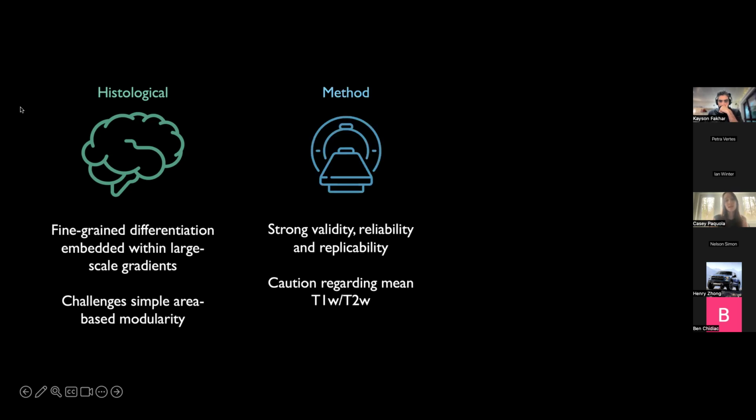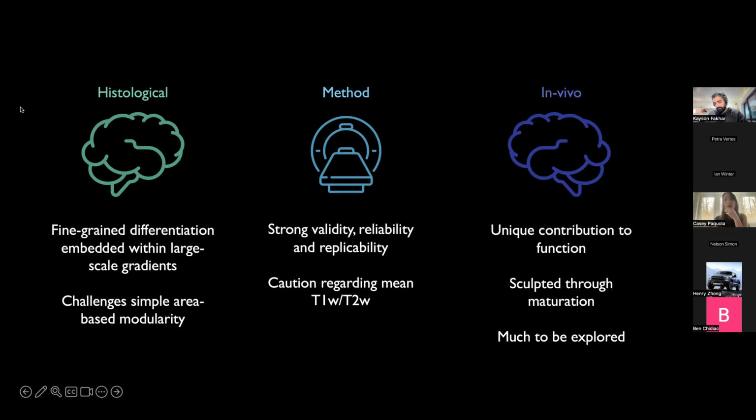In terms of method, we've seen that there's really strong validity, reliability, and replicability of this approach with in vivo MRI, especially if you're using quantitative sequences. There's a little bit more caution regarding just using T1, T2 if you're focusing on the mean, but you can definitely use the profile shape from T1, T2 based on these experiments. And finally, we definitely see the microarchitecture has a unique contribution to the functional organization of the brain. It's being continuously sculpted throughout maturation, but generally there's so much left to explore in these domains, and I think we now have the foundation to do so.